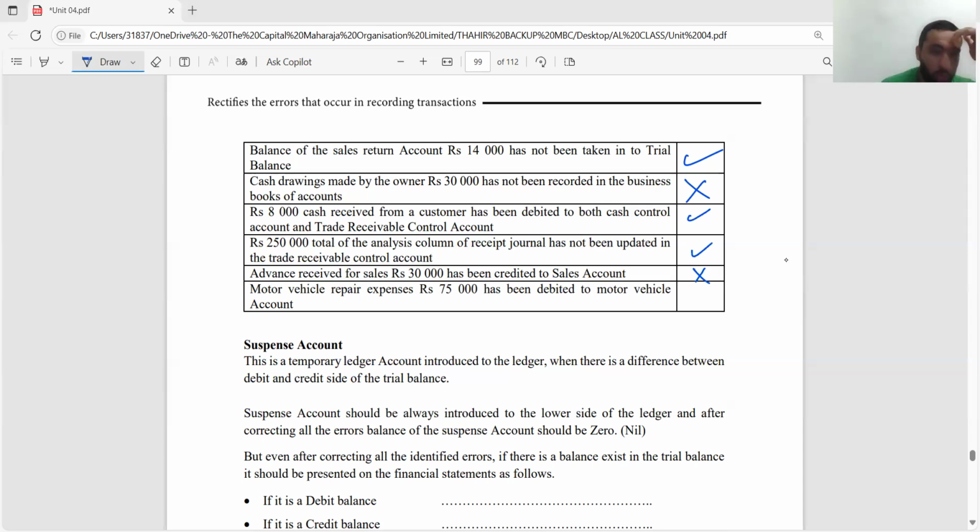Right? Motor vehicle repair expenses 75,000 has been debited to motor vehicle account. Right? You can't see this.